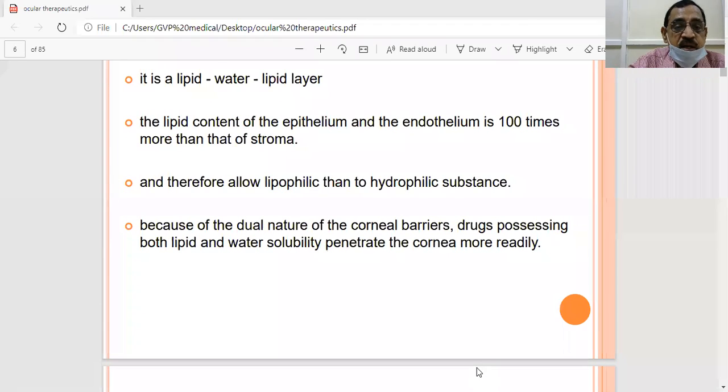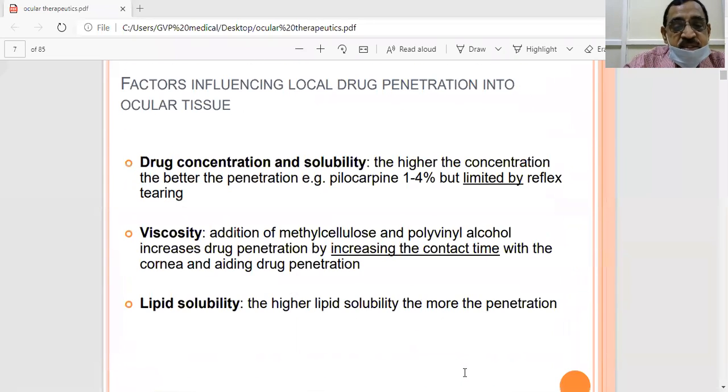Cornea: the lipid content of the epithelium and endothelium is 100 times more than that of the stroma, and therefore it allows lipophilic more than hydrophilic substances. Because of the dual nature of corneal barriers, drugs possessing both lipid and water solubility penetrate the cornea more easily when compared to less soluble lipid drugs.